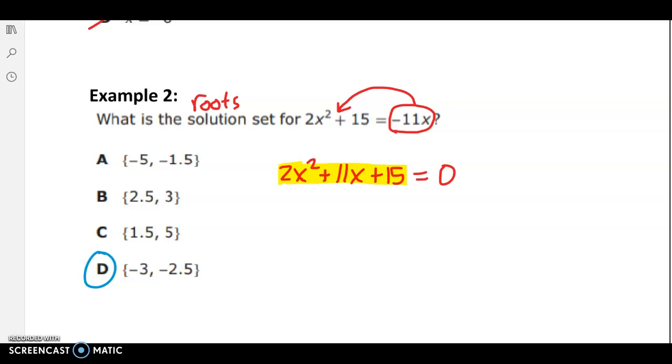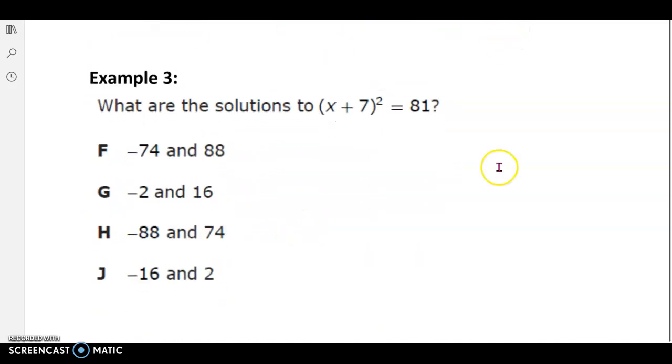Just remember, roots and solutions and x-intercepts, they are all the same meaning, okay? And the brackets, guys, remember, this is not a point, this is just a list of your x-intercepts in the brackets. All right, let's look at this one.